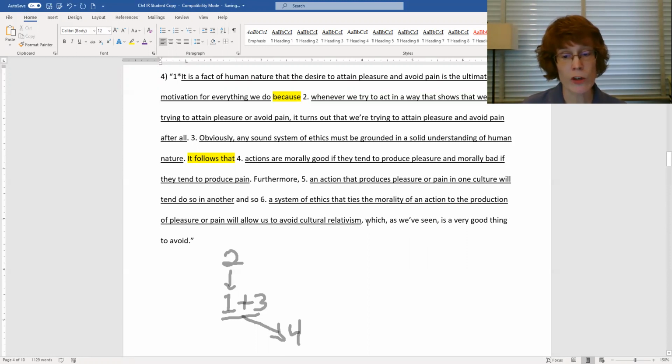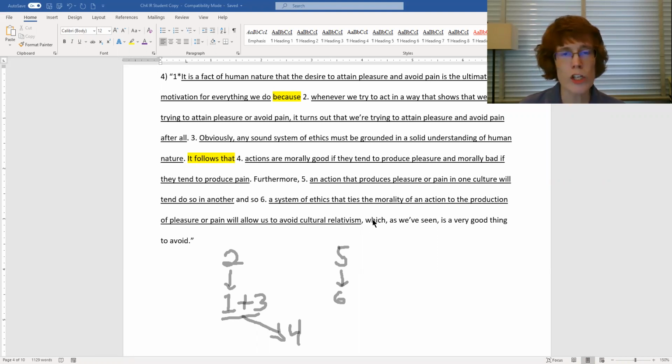I'm splitting here at the "which, as we've seen," because basically that's another claim that says cultural relativism is a very good thing to avoid. In order to make that, well, we'll come back to that. Let's represent 5 and 6. 5 and so 6 is going to be like this. 5 and so 6 down there. Good.